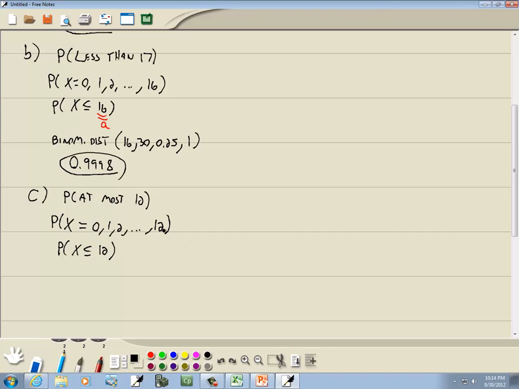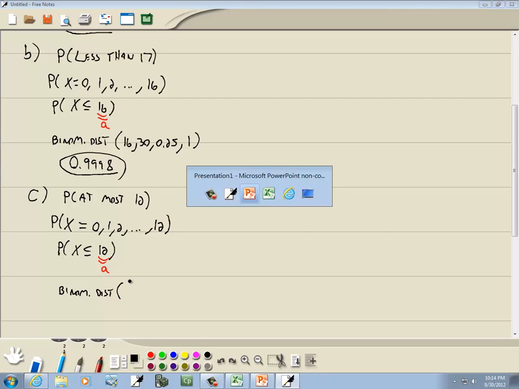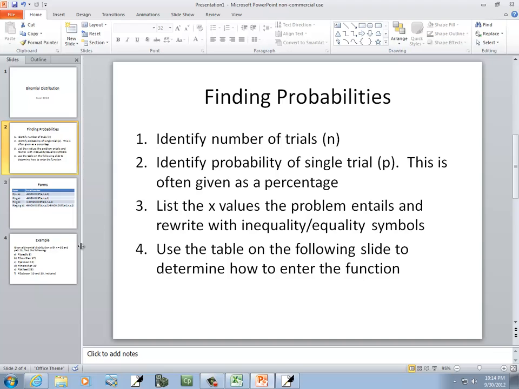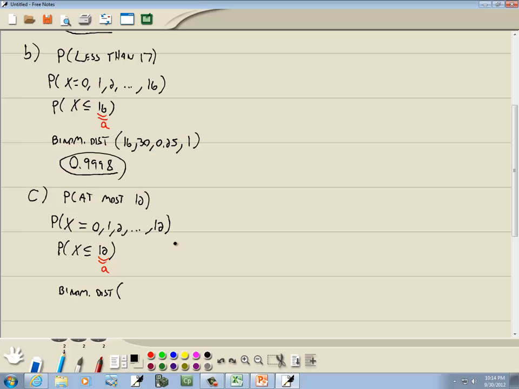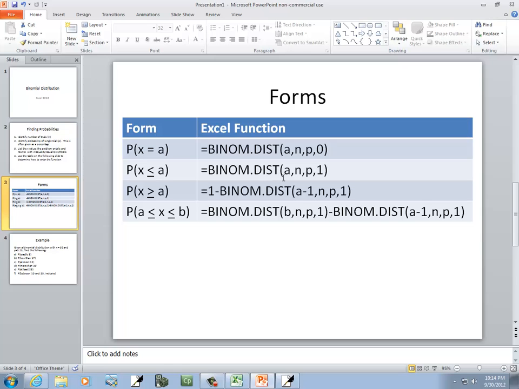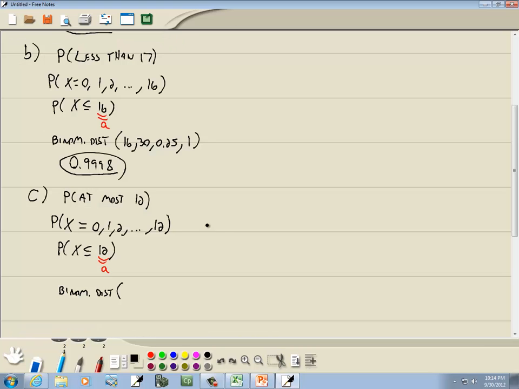Now this is the less than or equal to case. This will be our A. Same as the one we just did. So this is binom distribution. And again, if I were to come over here, x is less than or equal to A is the second form. It says binom dist A, n, p, and 1. So A, n, p and 1.